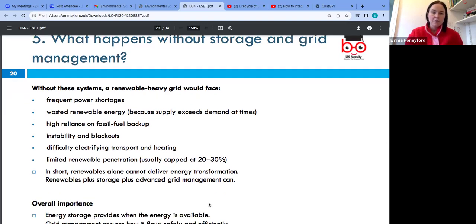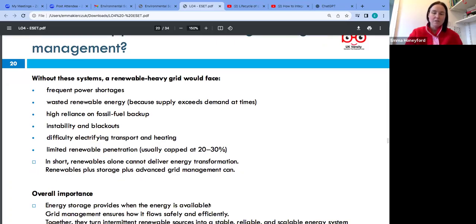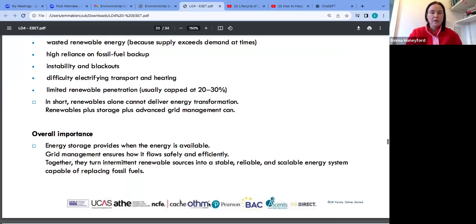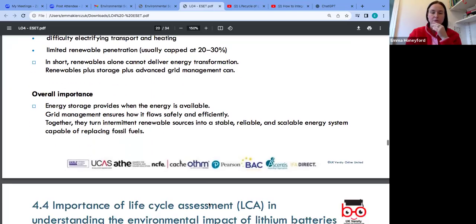In short, renewables alone cannot deliver energy transformation. Renewables plus storage plus advanced grid management can. So it's not just as easy to say, oh, we can use renewable energy, there's a lot of different things to consider also. So overall importance, energy storage provides when the energy is available. Grid management ensures how it flows safely and efficiently. Together, they turn intermittent renewable sources into a stable, reliable and scalable energy system capable of replacing fossil fuels.